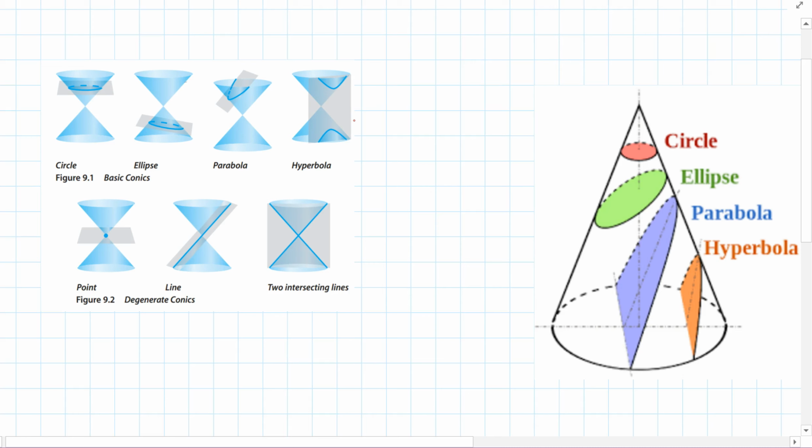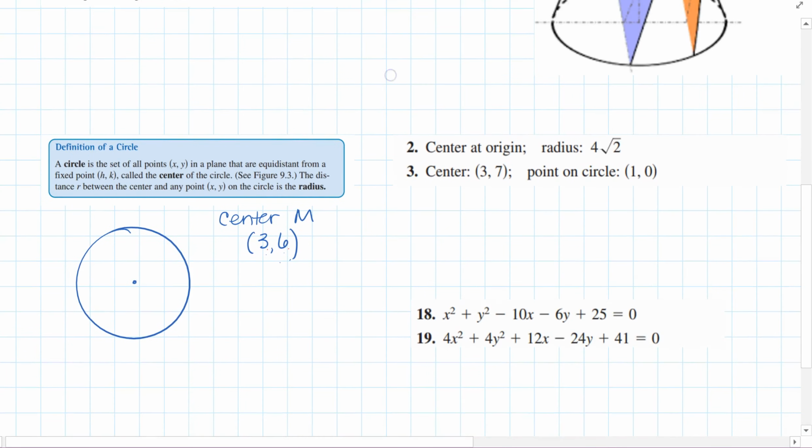And while that's a really nice drawing, I prefer this one. It's more easily drawn, so please do put it in your notes. And to me, that's a little bit clearer than the one on the left. So let's start with circles.